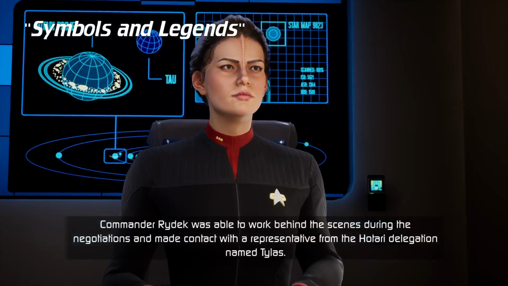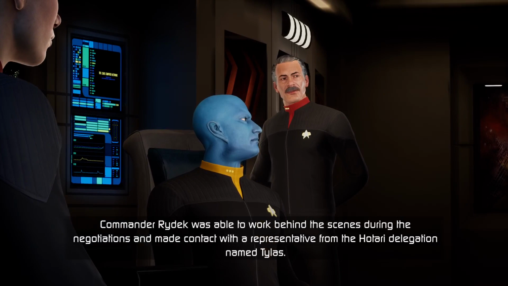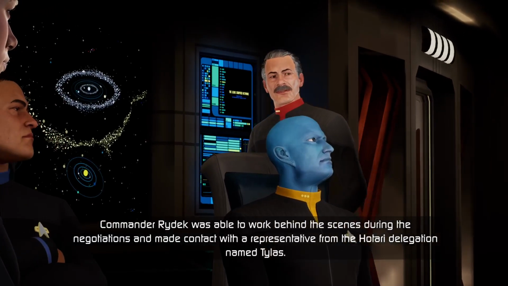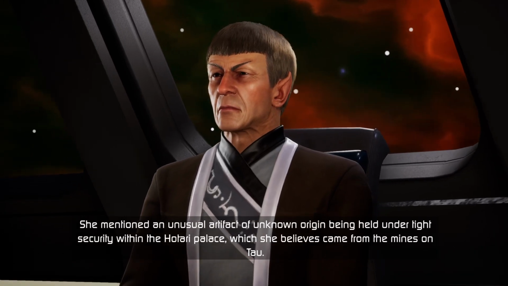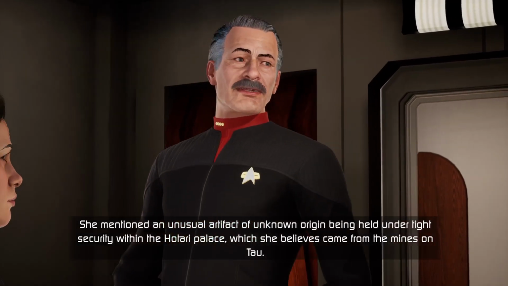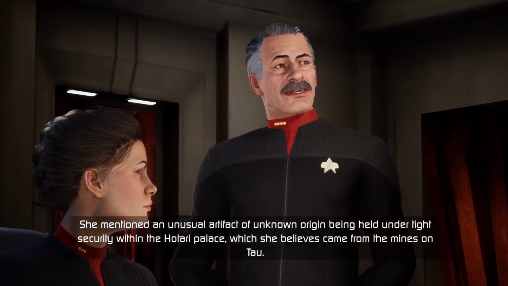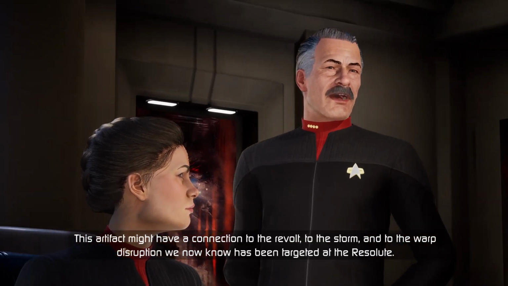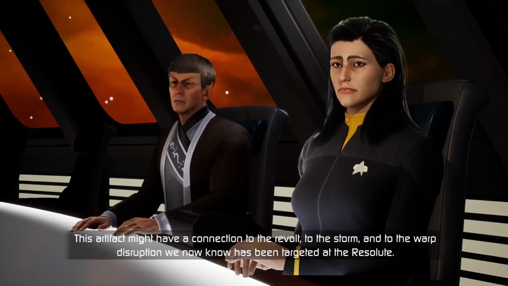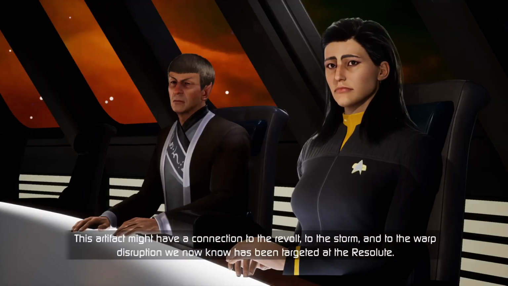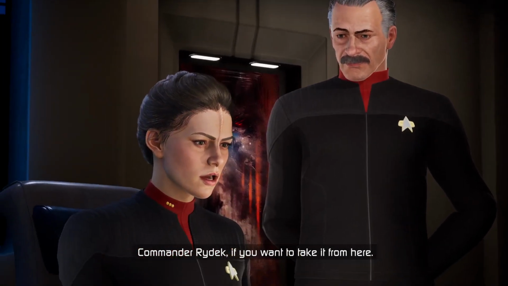Commander Rydek was able to work behind the scenes during the negotiations. Made contact with a representative from the Hotari delegation named Tyler. He mentioned an unusual artifact of unknown origin being held under tight security within the Hotari palace. She believes came from the mines on Tau. This artifact might have a connection to the revolt, the storm, and to the warp disruption we now know has been targeted at the residence. Commander Rydek, if you want to take it from here. Of course.